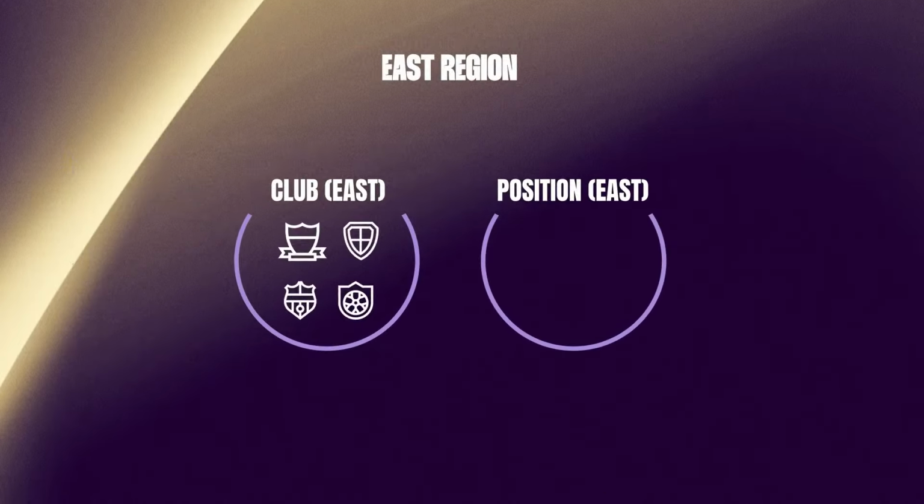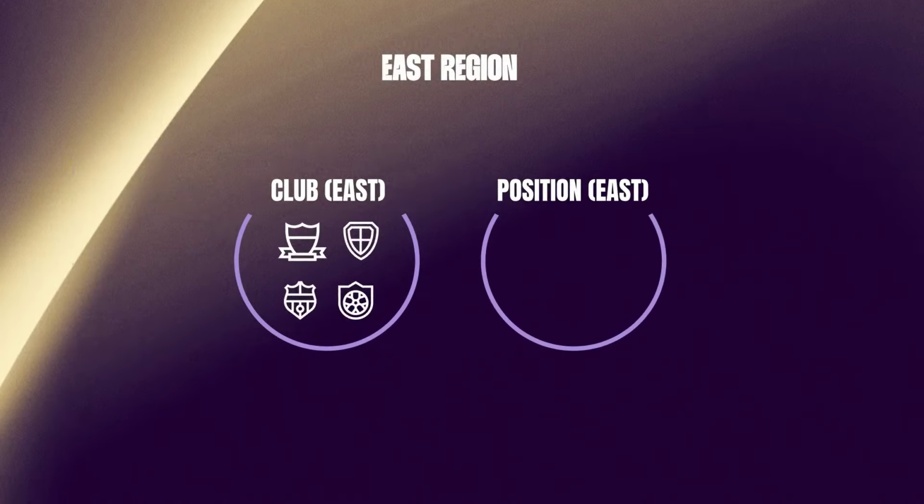Similarly, position 1A will be identified by a different colored ball from the other balls within the position pot East. The draw will be conducted in accordance with the following sequence. The draw will commence with the highest seeded club of the league stage being drawn first. To confirm the position of the club drawn, 1A will be drawn from the position pot.